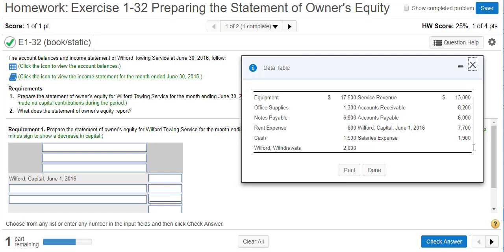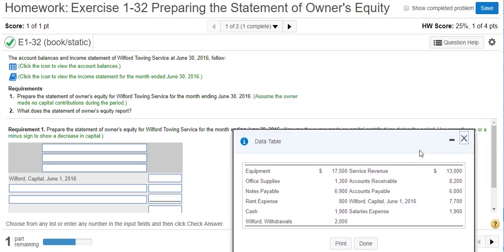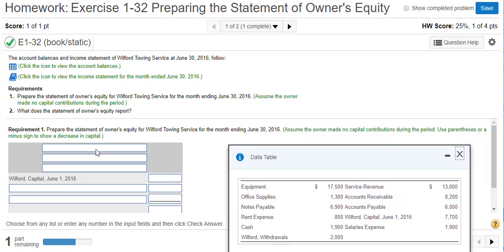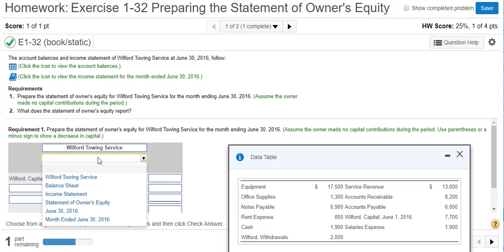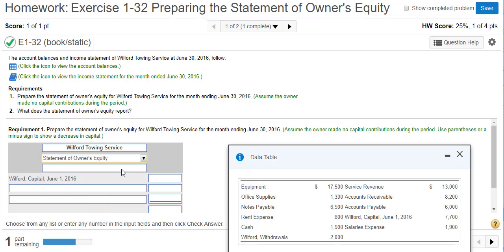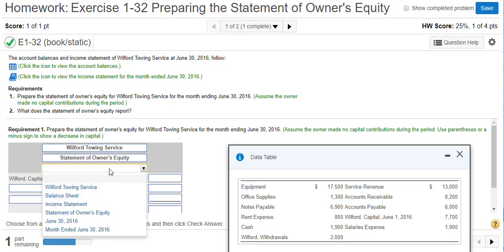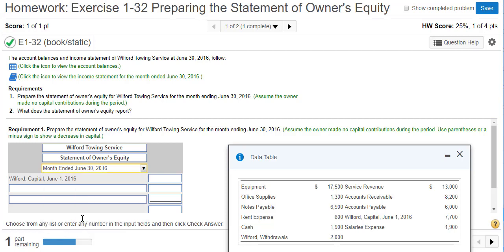All right, we're going to start the statement of owner's equity with the same three-line heading. So remember, the three-line heading of any financial statement: the first line is the name of the company, the second line is the statement that we're creating, which is the statement of owner's equity, and the third line is a time period. So let's go back up here in case you forgot from the previous problem what the time period is. It says we're doing it for the month ending in June. So it's for the whole month of June. So month ended June 30th. It's not a single day. We're doing it for a whole month.